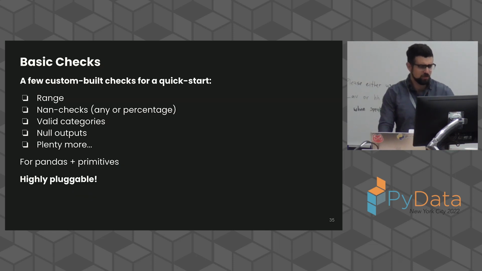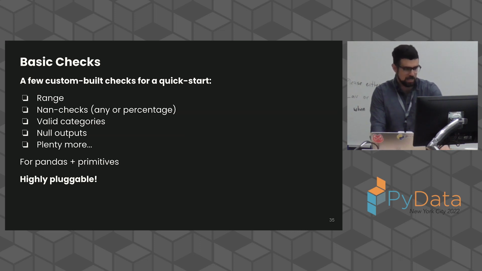So we have a few basic checks. That's what I showed: range, NaN check, valid categories, and it'll output a ton more. It's a nice pluggable framework that we can add to with open source contributions. Those are for pandas and primitives, but it's highly pluggable. We want to expand this out so it works with a bunch of different execution frameworks.